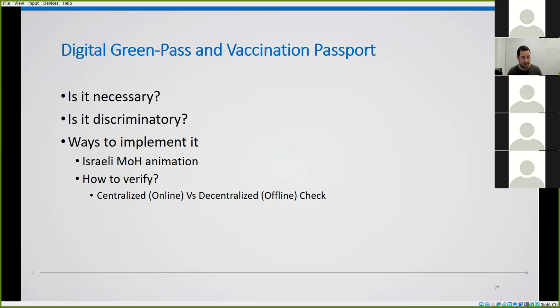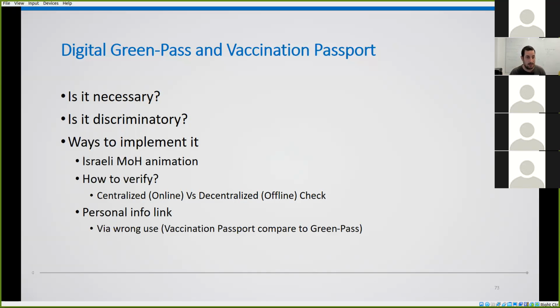So if you don't have internet connection, you can't check anything. And there is the offline check solution, which can be relatively easily implemented using a digital signature. Basically, I'm going to get a QR code from the Ministry of Health that encodes a digital signature on my green pass. However, this still may allow some personal info to be linked to people or to be leaked.